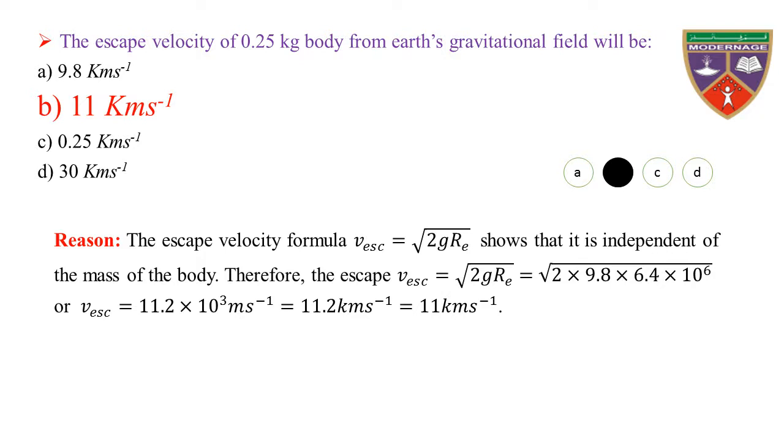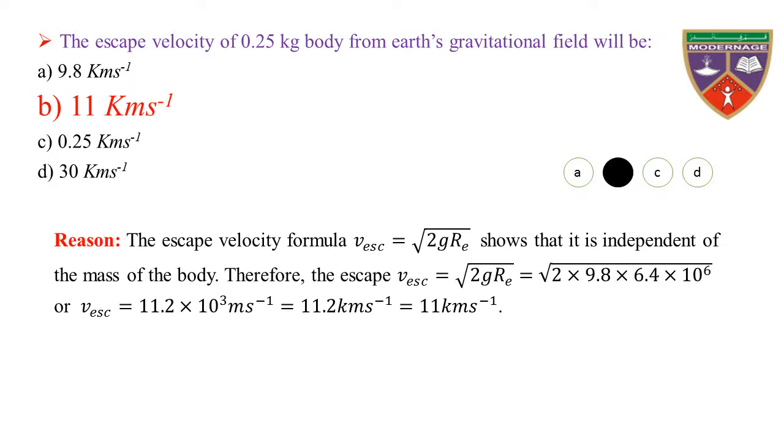Reason. The escape velocity formula is v_escape = √(2gR_E), which shows that it is independent of the mass of the body. Therefore, the escape velocity is √(2gR_E), where R_E is the radius of the Earth, which is equal to √(2 × 9.8 × 6.4 × 10^6). In this case, 6.4 × 10^6 meters is the radius of the Earth.